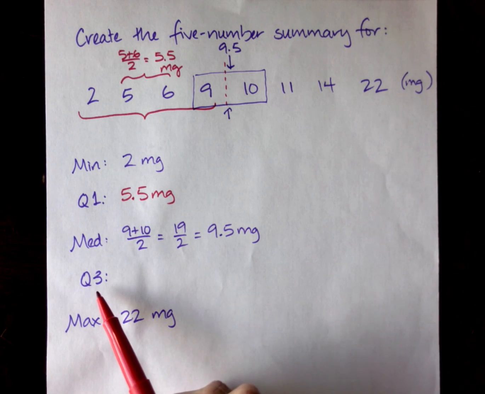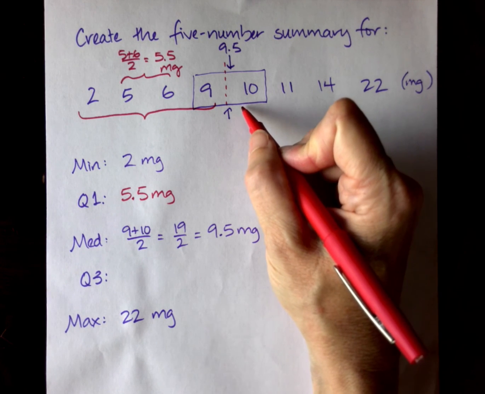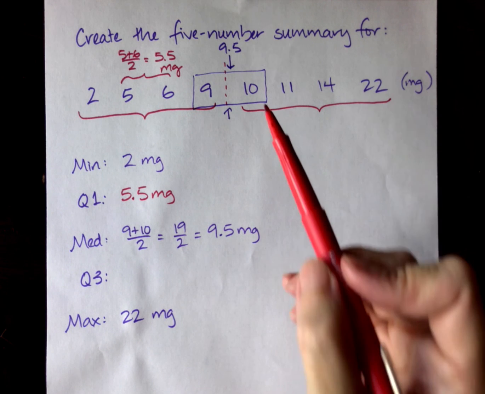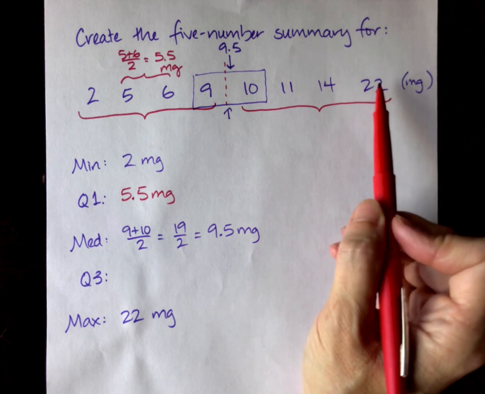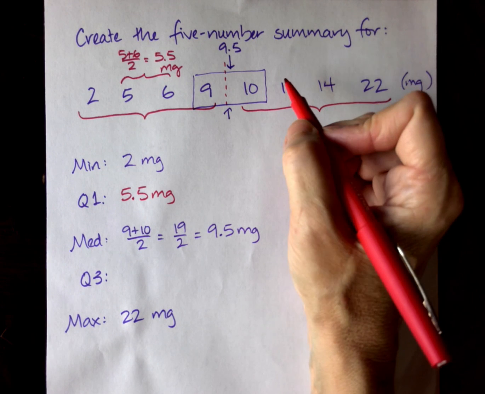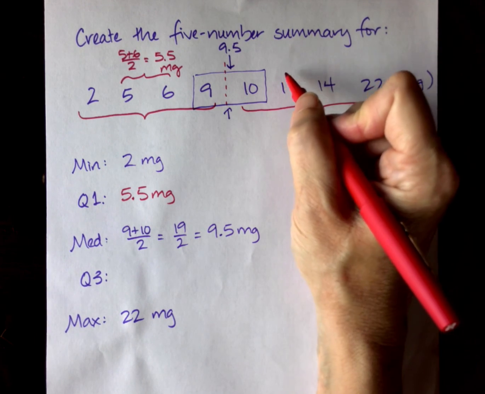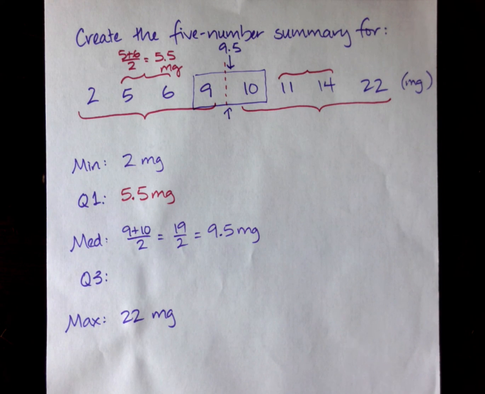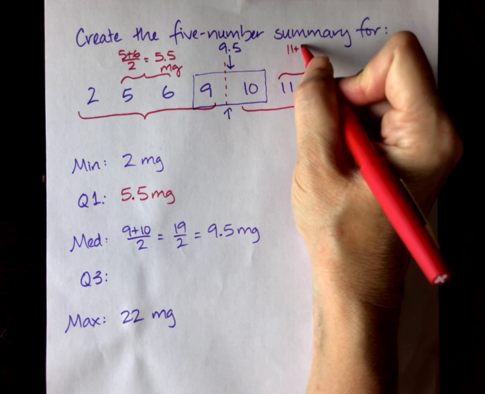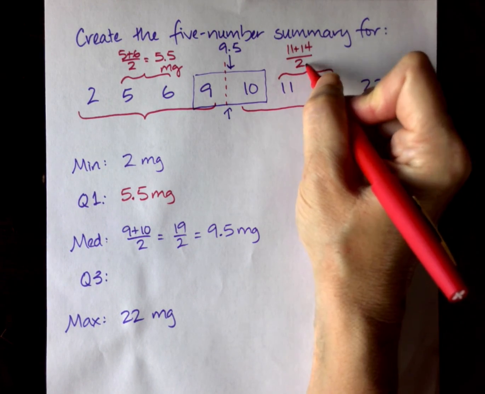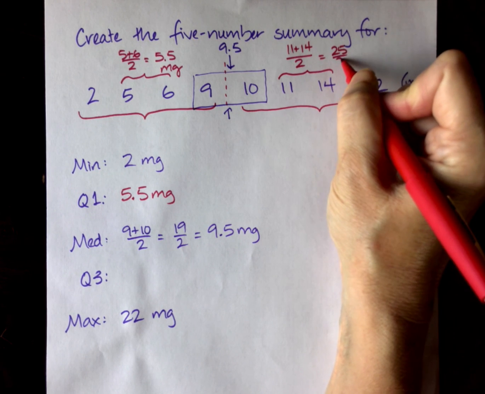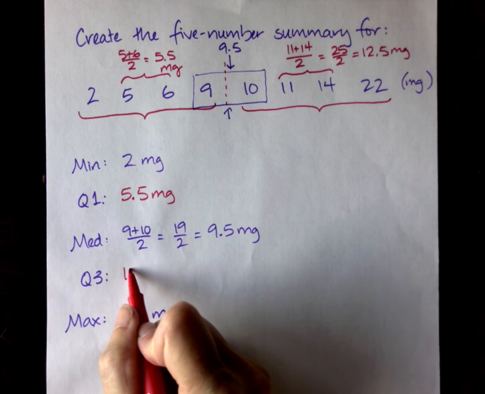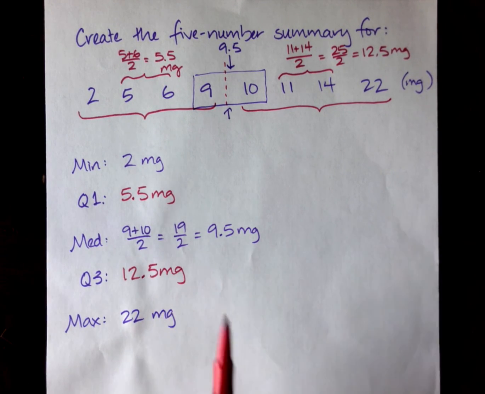We'll play a similar game for finding Q3. Look at all of the data points that are greater than the median that we found. We have 4 of them, 10, 11, 14, and 22. Our median of just those will live halfway between the 2 middle entries of 11 and 14. You could do 11 plus 14, find that sum and divide by 2. So we would do 25 divided by 2 for 12.5 milligrams. 12.5 milligrams will be our third quartile.